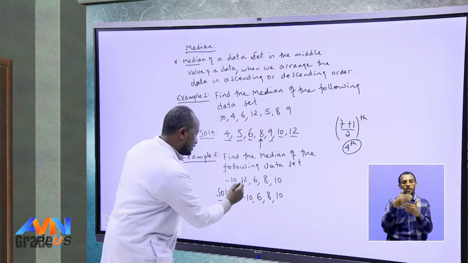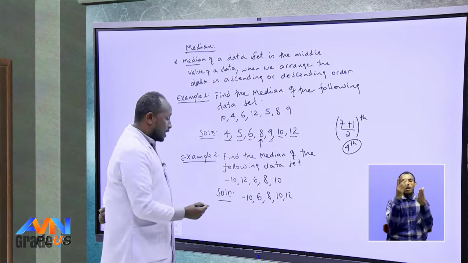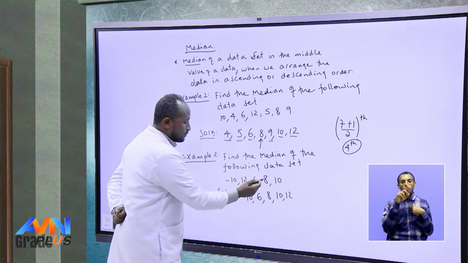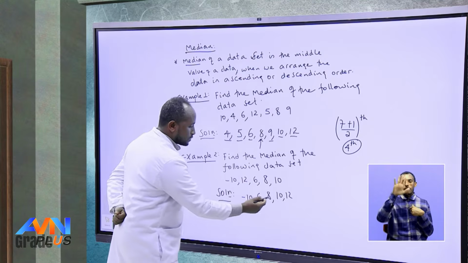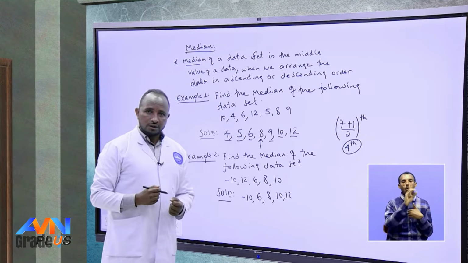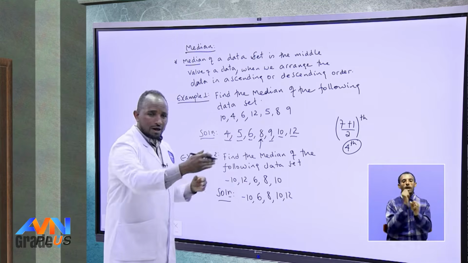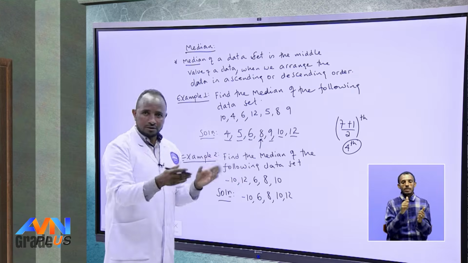Next to 10, 12. How many data do we have here? 1, 2, 3, 4, 5. That's correct. We have an odd number of data. Therefore, let's find the median by cancelling the right and the left part equally.